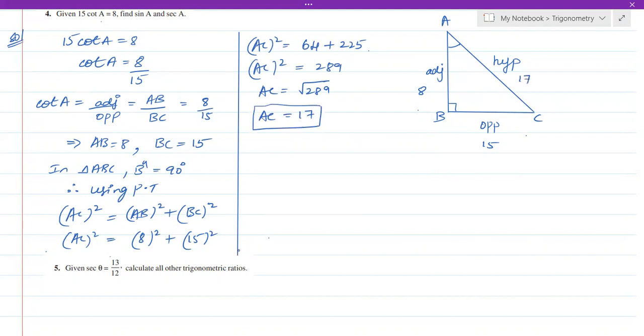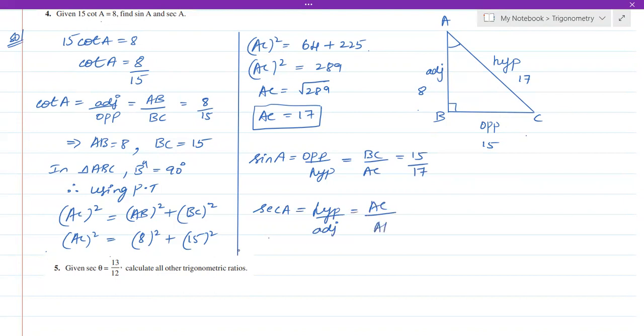Now here what we have to find is sin A. Basically, sin is defined as opposite by hypotenuse. So here opposite is BC, hypotenuse is AC. So BC value is 15, AC value is 17. Now coming to secant A, secant is the reciprocal of cos. What is cos defined as? Adjacent by hypotenuse. The reciprocal will be hypotenuse by adjacent. So here hypotenuse is AC, adjacent is AB. So it will become 17 by 8. That will be the value of secant A.